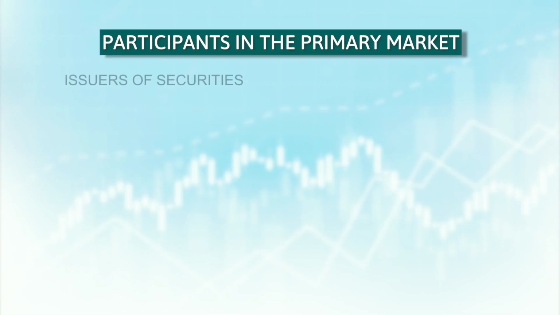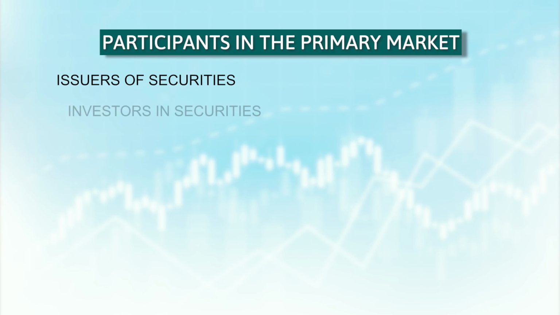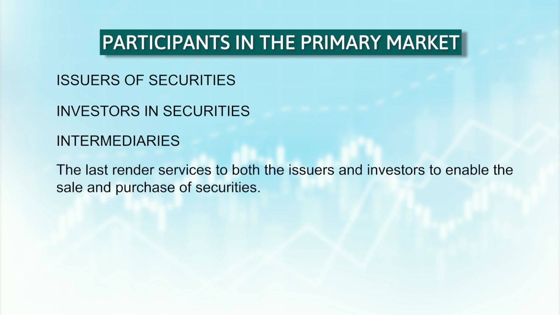The participants in the primary market are the issuers of securities, the investors in the securities, and the intermediaries. This last, that is the intermediaries, render services to both the issuers and the investors to enable the sale and the purchase of the securities.